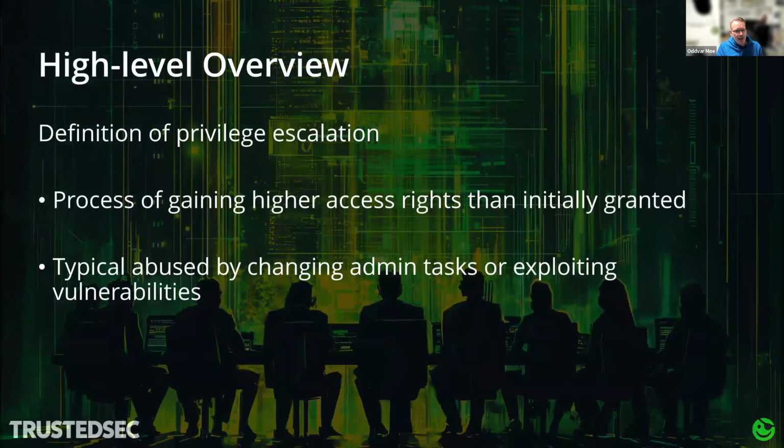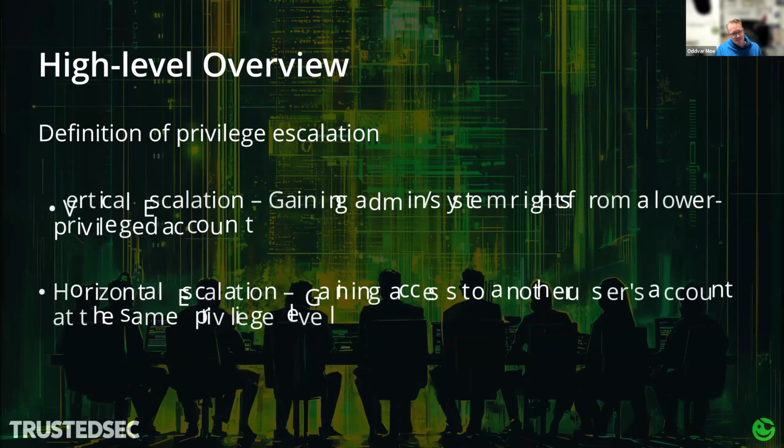So high-level overview. What is privilege escalation? This is pretty basic stuff, but it's important to get the basics here. The principle of privilege escalation is that you are trying to gain higher access rights than you have initially been granted. A typical example would be going from a standard user to a system user, and I'll get more into that a little later. This is something that we abuse either by changing admin tasks or exploiting actual vulnerabilities in different software. So that is basically the definition.